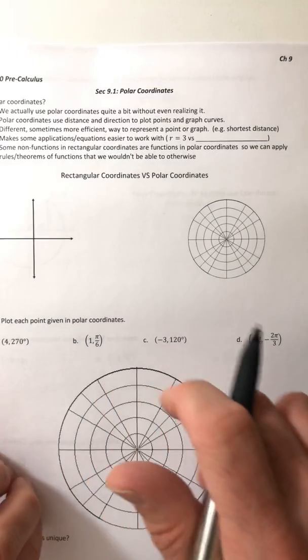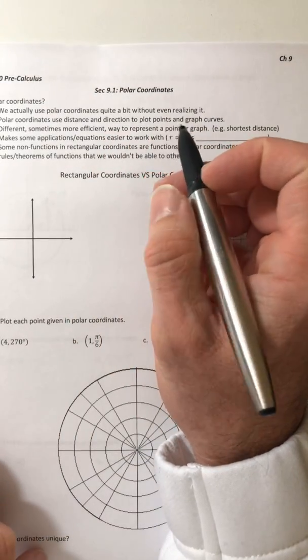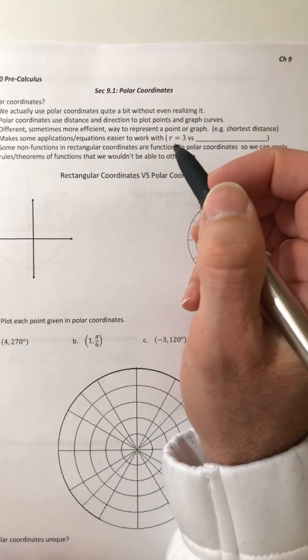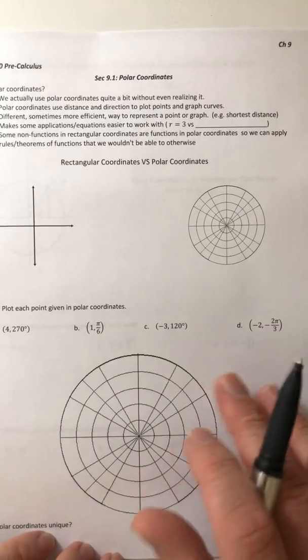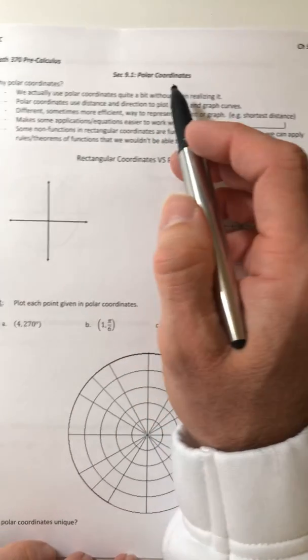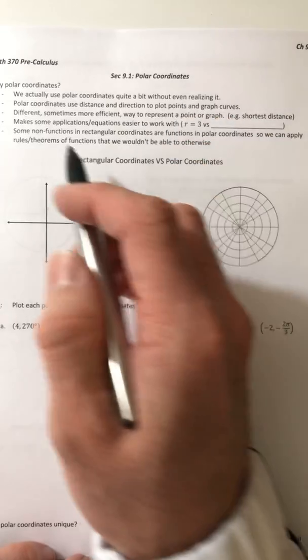Hi there, everybody. Well, we are going to start chapter 9, and we are going to see some more application of these trig functions that we've been working with since chapter 6. So the first part of this chapter is going to deal with polar coordinates.